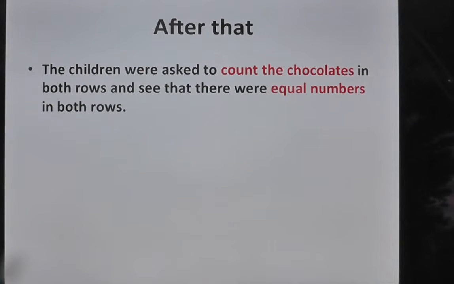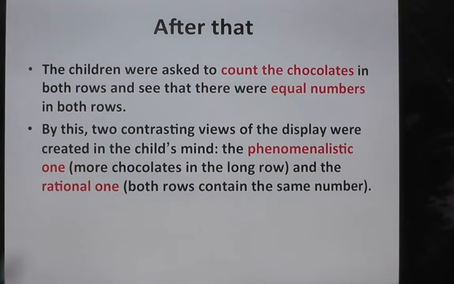After that, the children were asked to count the chocolates in both rows and see that there were equal numbers in both rows. By this, two contrasting views of the display were created in the child's mind. The phenomenalistic one, more chocolates in the long row, and the rational one, both rows contain the same number of chocolates.